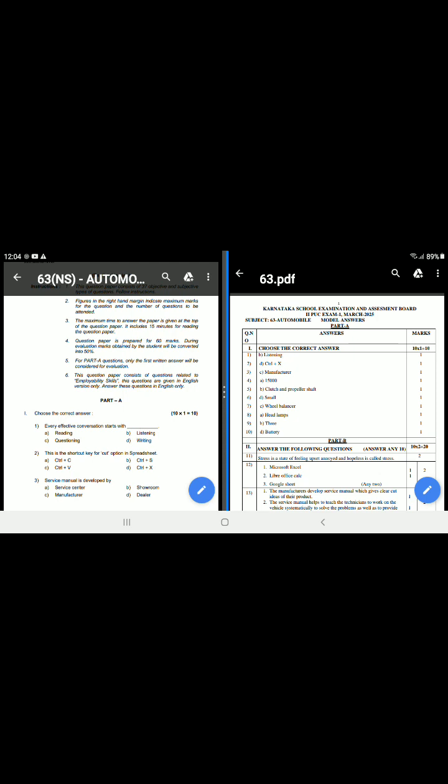First question, every effective conversation starts with dash: reading, listening, questioning, or writing. The correct answer is option B, listening. Second question, the shortcut key for cut option in spreadsheet: Control C, Control S, Control V, Control X. The correct answer is option D, Control X. Third question, service manual is developed by service center, showroom, manufacturer, dealer. The correct answer is option C, manufacturer.